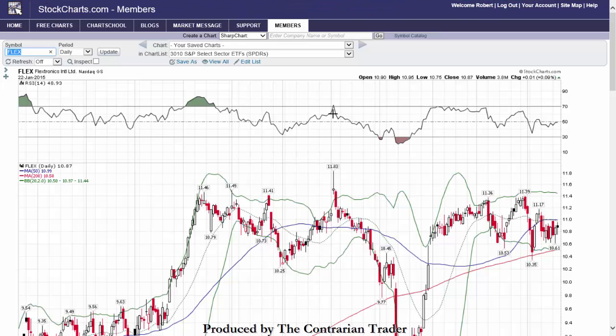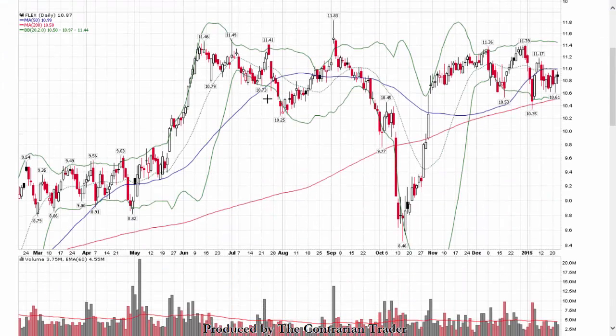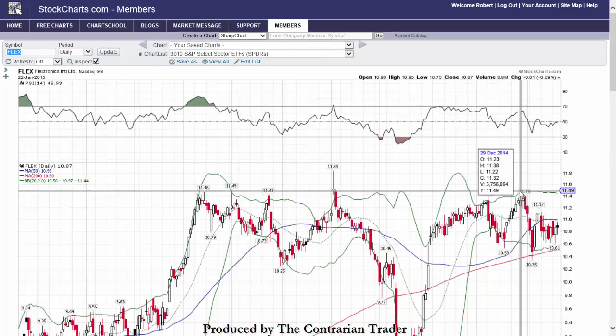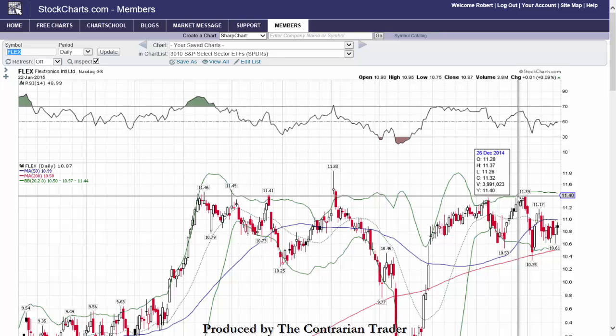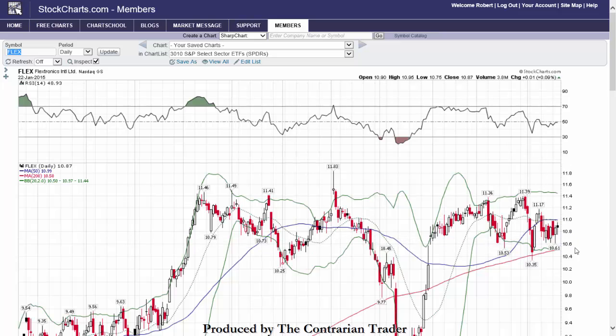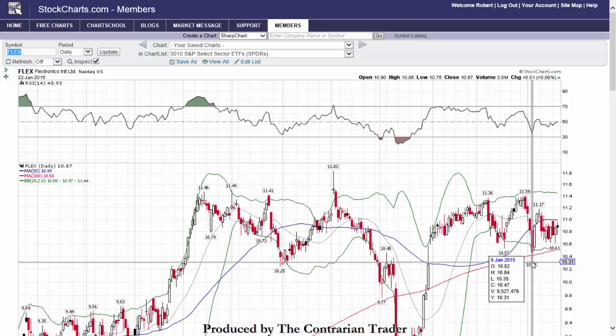Flextronics International, inverted head and shoulders setup. Head, left shoulder, right shoulder. And here is your neckline right at 11.39. So you could buy this stock down at these levels. You need to put a stop loss just below 10.35.